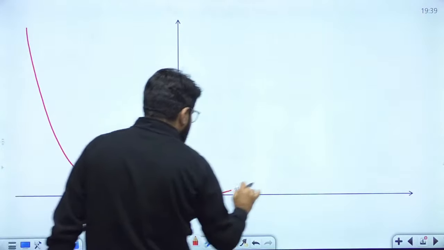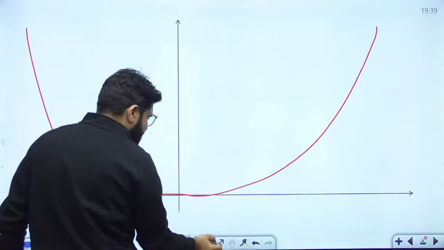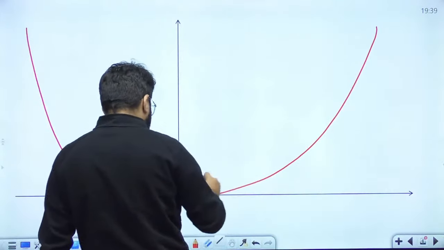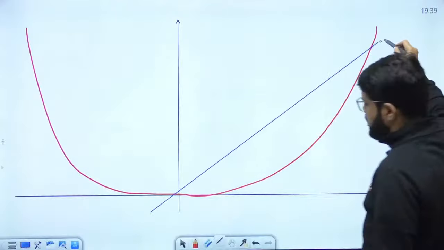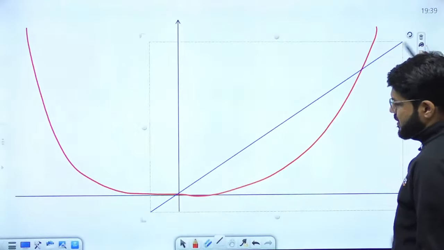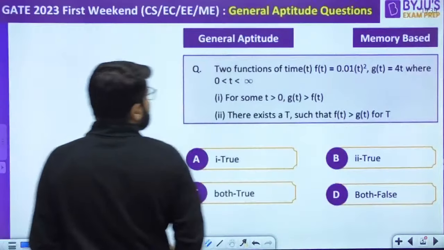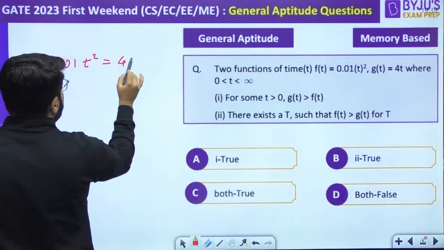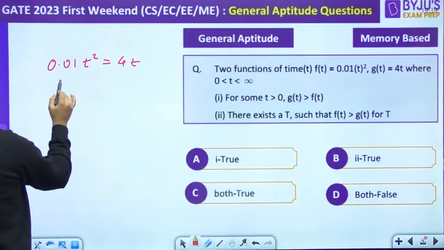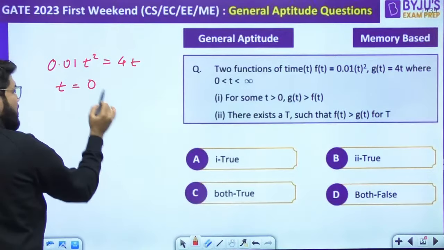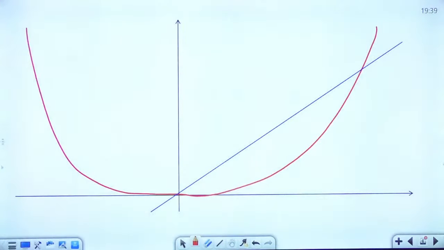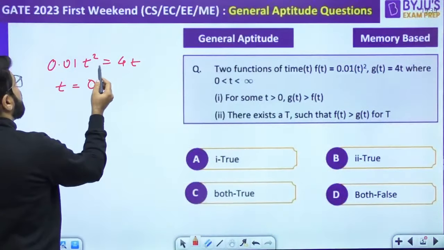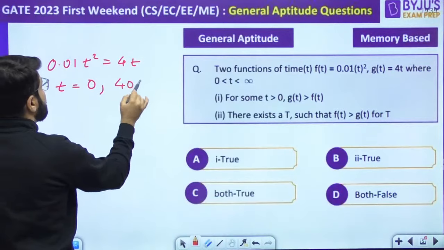वो भी देख लेंगे एक बार. The parabola, and then there is a straight line, and they are going to intersect at some point, no doubt. Where do they intersect, sir? So the intersection point is 0.01 t square equal to the 4t. So solving from here, you will get either t equal to 0. Of course, that is at the origin. Both intersect at the origin, no doubt. And another point will be t is equal to 4 upon 0.01. That is equal to the 400.